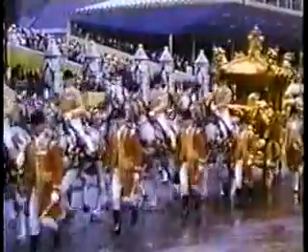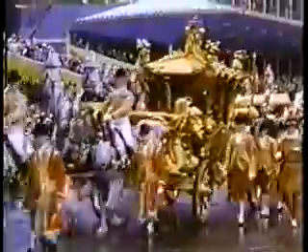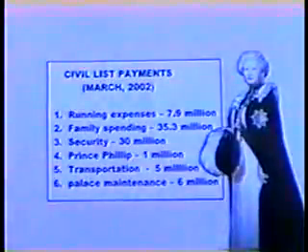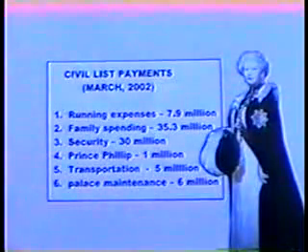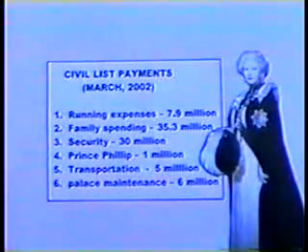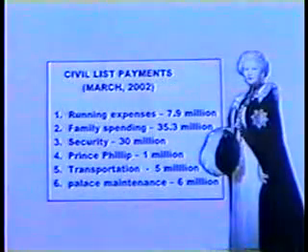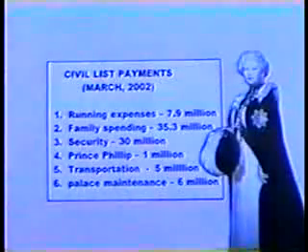What is the cost to British taxpayers to support the Queen and her blue blood entourage? The Public Accounts Committee and National Audit Office are forbidden to examine Queen Elizabeth Windsor's family finances, but the civil list payments are reviewed every 10 years. So for the year ended March 2002, the running expenses of the Windsor household were £7.9 million. Family spending, £35.3 million. Security, £30 million. And the list goes on.